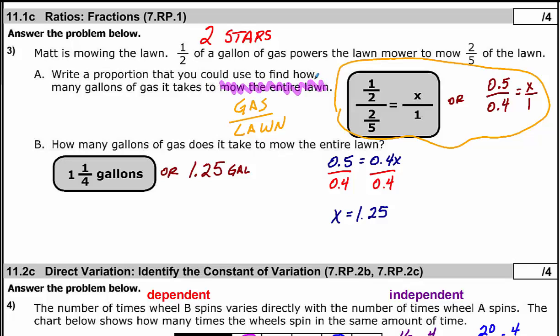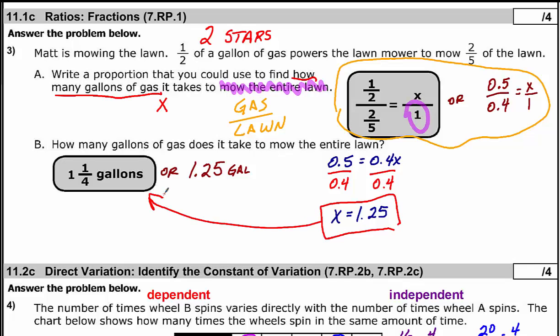When we see an entire lawn, we know we're talking about 1. And the unknown, in this case, the thing that we have to find, as always, becomes our x. How many gallons of gas? That's the x value. So we have 1/2 divided by 2/5 equals x over 1, or we could change those to decimal form. 0.5 divided by 0.4 equals x over 1. And then when we do that cross multiplication and we divide by the coefficient, we get 1.25, which can also be the form of 1 1/4.